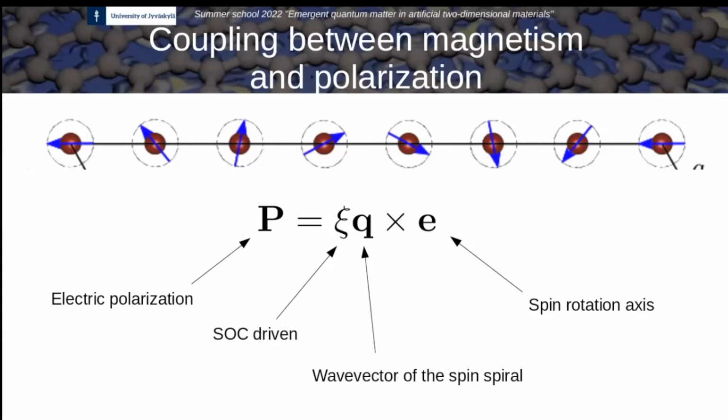Yes, that's a wonderful question. And actually, you can see it directly from this formula. So let's imagine that you have a Q vector that is parallel to your rotation axis, then this is zero. So non-collinear magnetization alone is not enough. It needs to be non-collinear magnetization in the right plane, changing in the right direction.